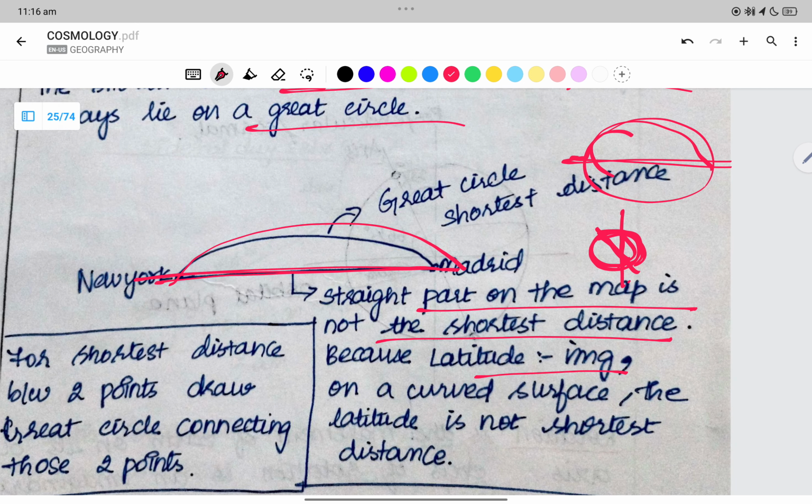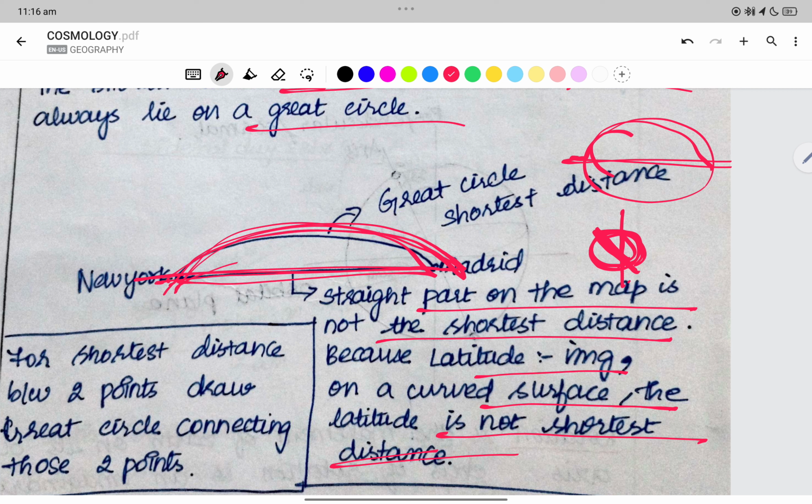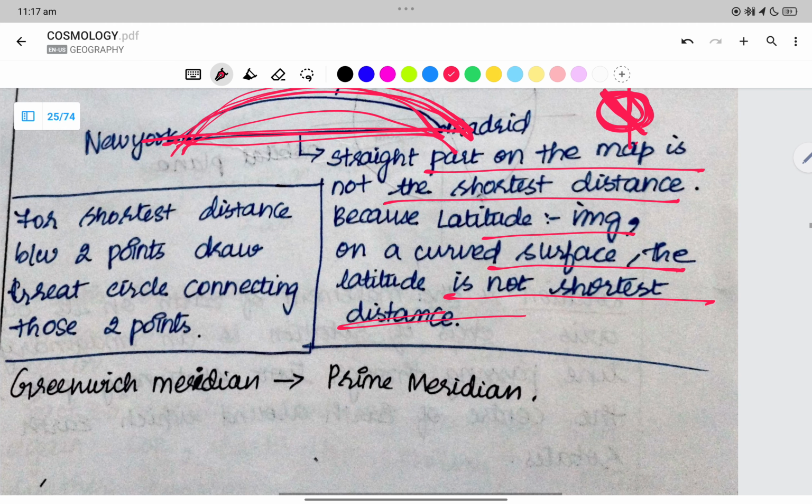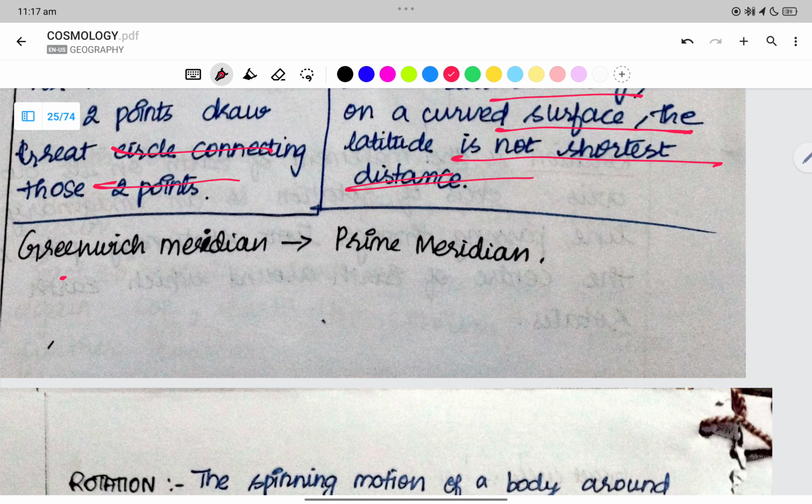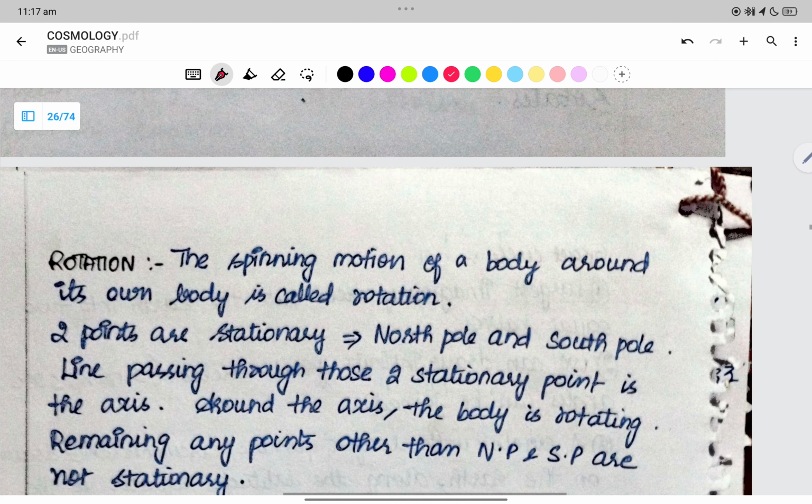Because the earth is a curved surface, the straight line along the latitude is not the shortest distance. This is actually a curved surface, right? So great circles are used for navigation. This is the shortest distance because there is a bulge over here. For the shortest distance between two points, great circles are the connecting paths. The Greenwich meridian is what we call the prime meridian.